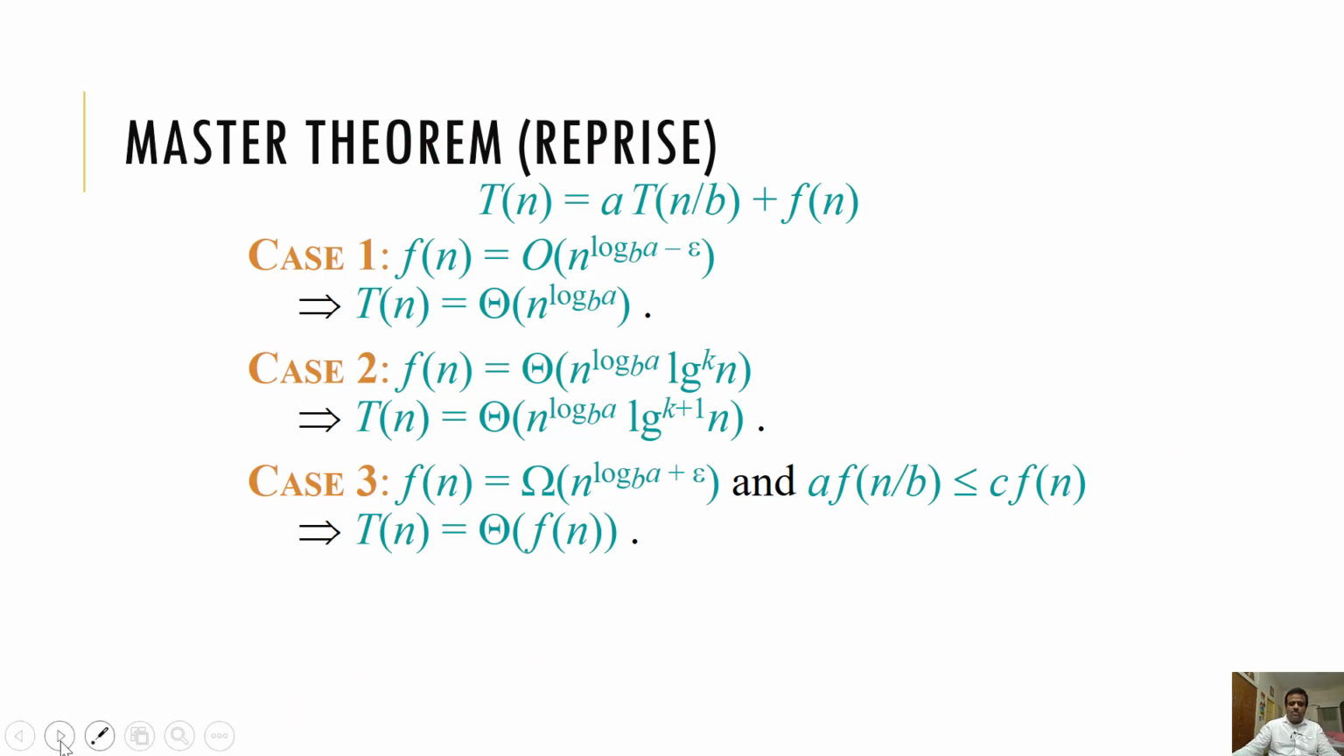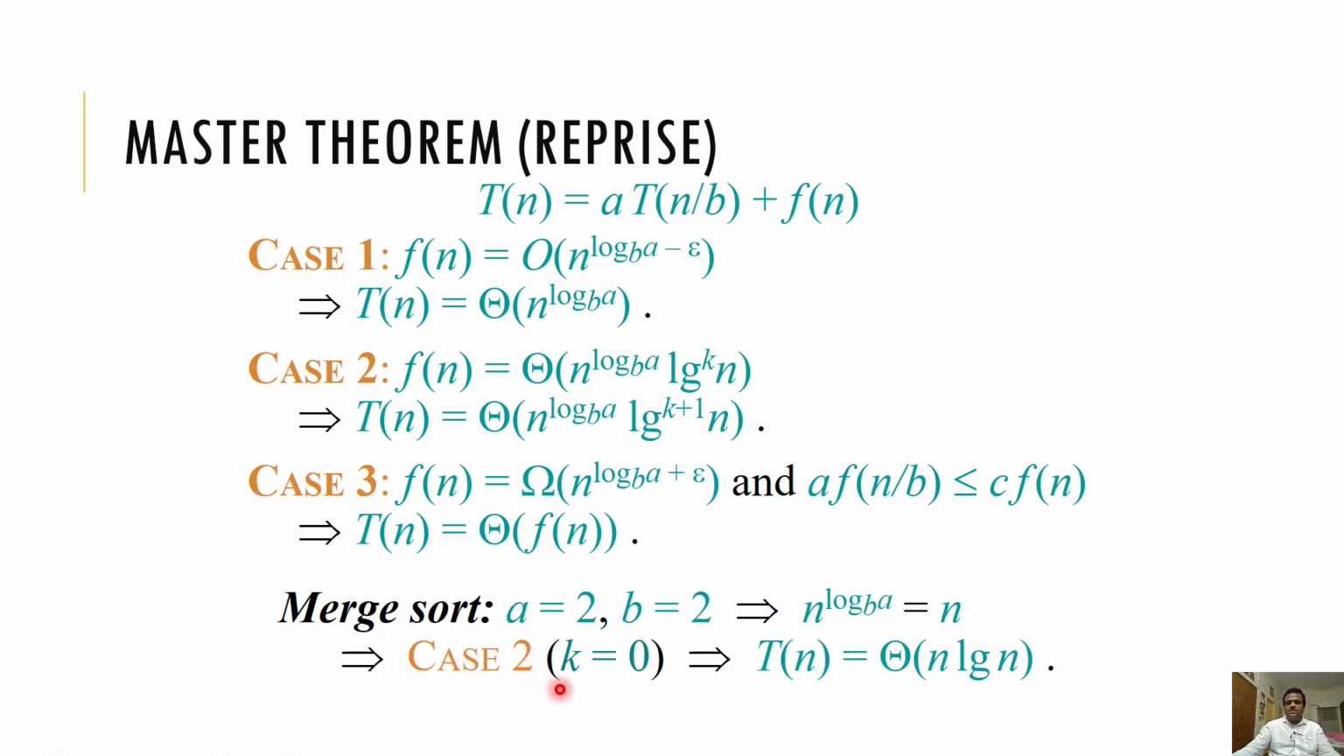So, now we will solve the merge sort recurrence. For merge sort we have T(n) = 2T(n/2) + cn. So, a is 2, b is also 2. So, n to the power log a base b is n, and f(n) is also n. So, it comes under case 2 of the master method with k equal to 0. So, the solution is n log n. This we have already discussed in lecture number 2.